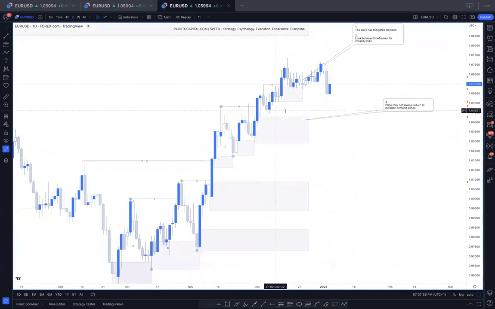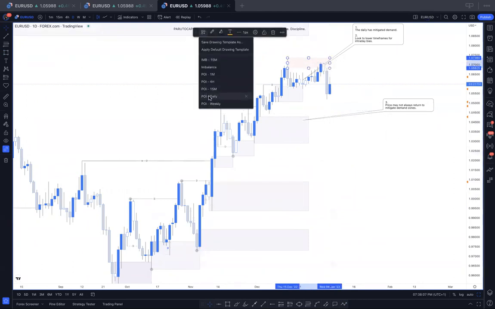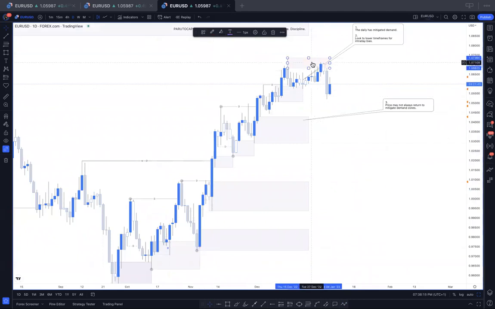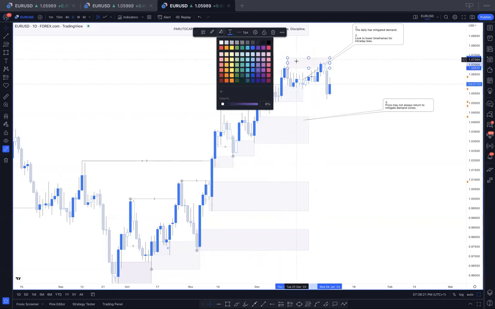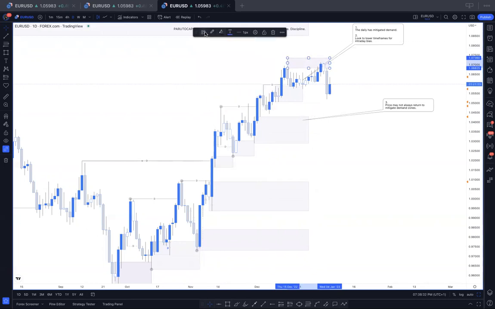But before we go, let me just add a daily structure here. I'll choose my rectangle and draw this. I'll choose my preset. I already have my POI. POI means point of interest. So for the daily, I already have all of this set. How I do that is, after drawing the zone, you can choose the color that you want for your zone, for your POI, for the different time frames. You can decide the opacity and everything. And then when you want to save it, you come to this button here and click Save Drawing Template As.